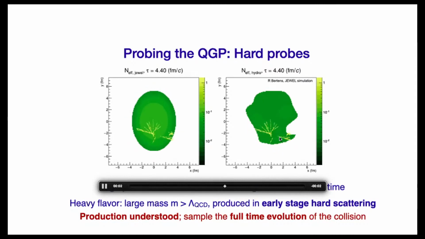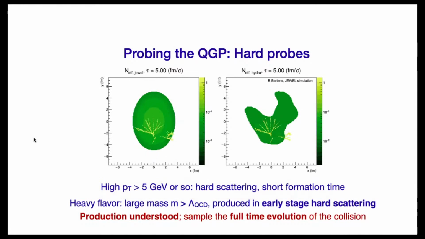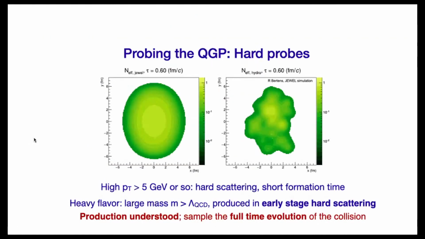The yellow lines are the particles propagating through the plasma. And for hard probes, the key point is that there's a large scale involved, which is much larger than Lambda QCD. And that means that the formation is very fast, and that means that the production process can be calculated independent of the medium formation.